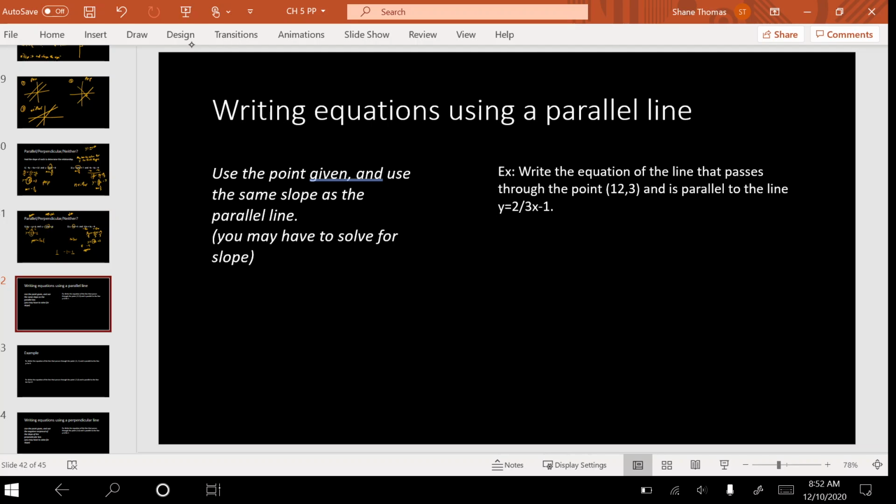Look over here on the left. You use the given point, and you use the same slope as the parallel line. We're going to use 2/3. Okay? So we're going to use the point given and the same slope. So looking at this, my point is 12,3. Parallel lines have the same slope. So I look at this and see the slope of it is 2/3. So my slope is going to be 2/3.